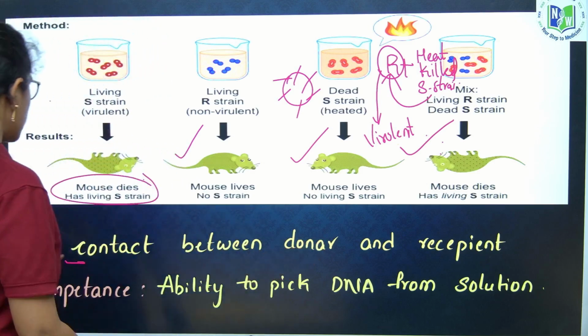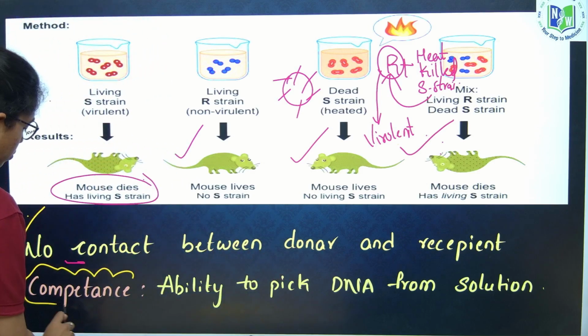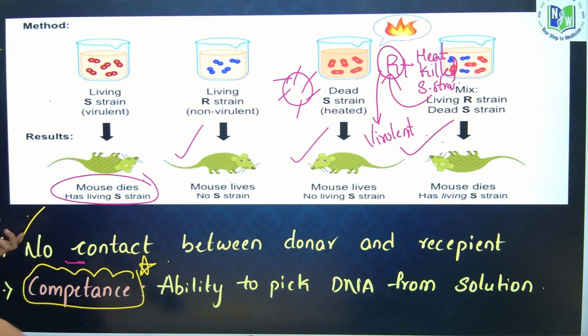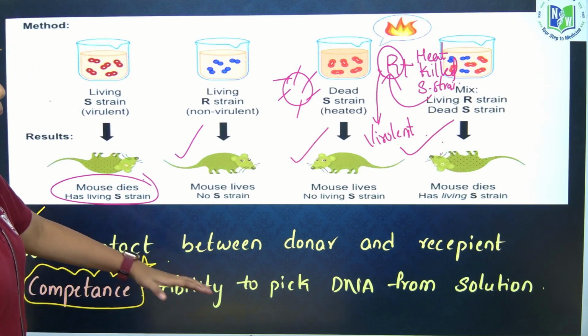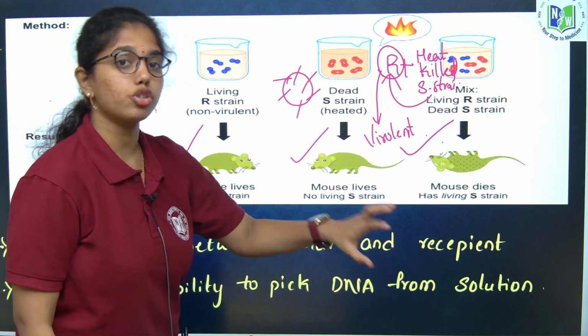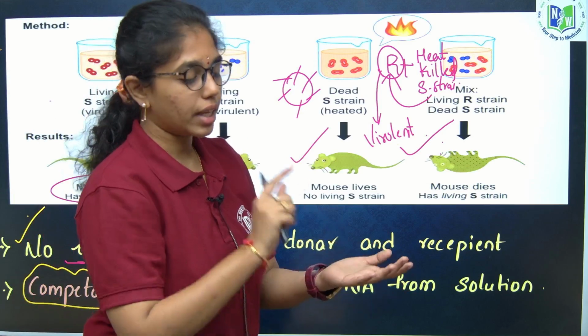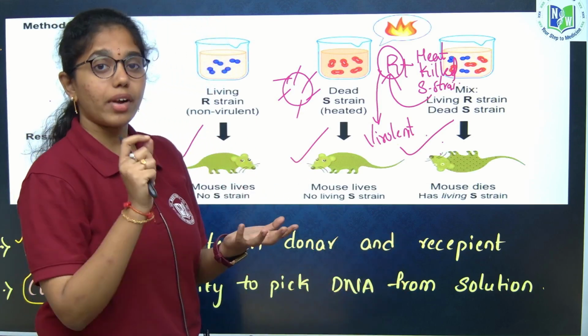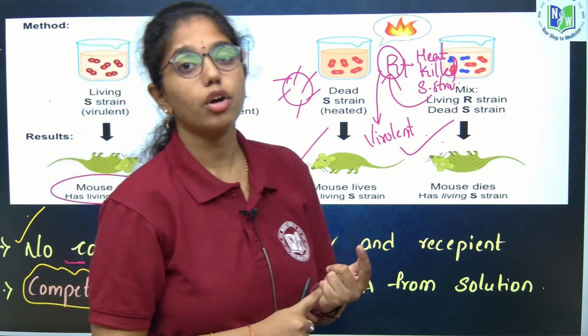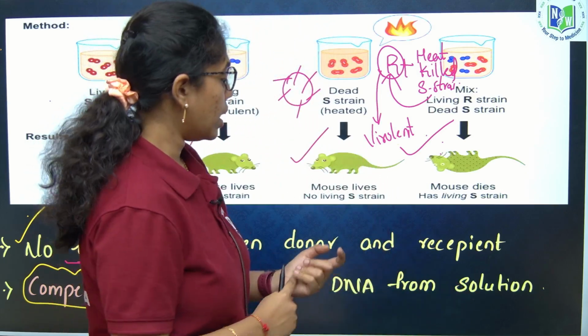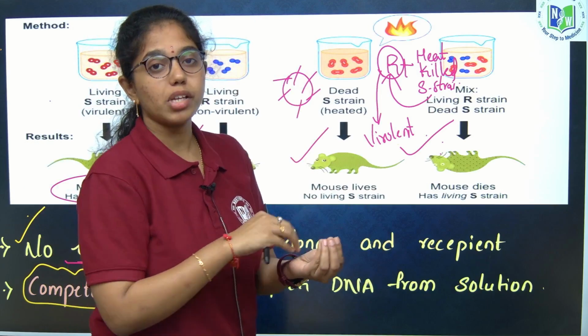This is called what? Competence. What is competence? It is asked one time. Competence is the ability of a bacterium to pick up DNA from a solution. Here no bacteria are involved in transferring the gene, and no bacteriophage is involved in transferring the gene. The DNA is just picked up from the surrounding environment of the bacteria.